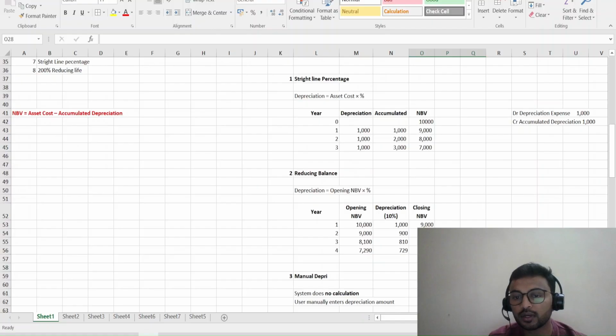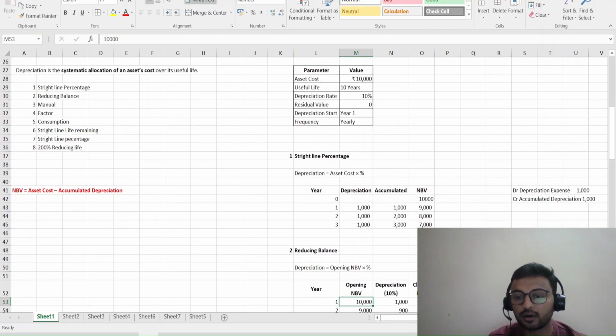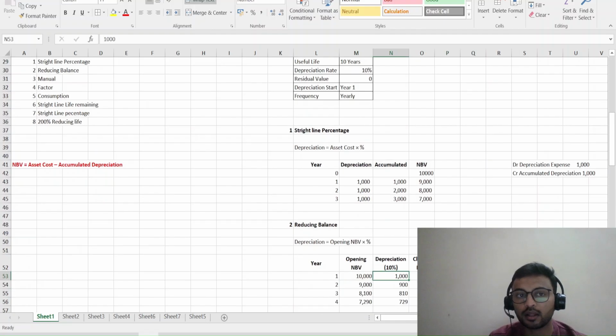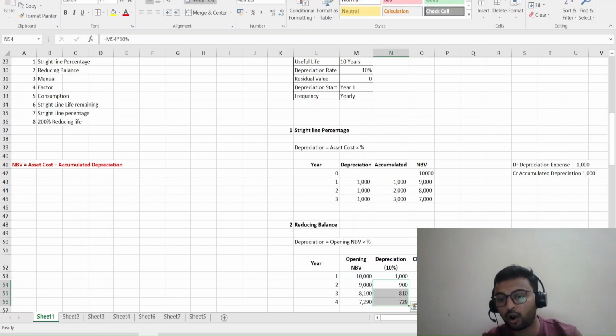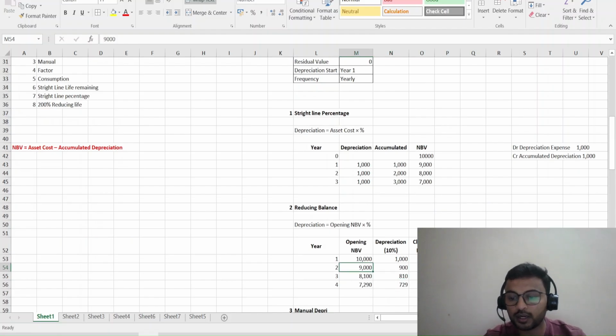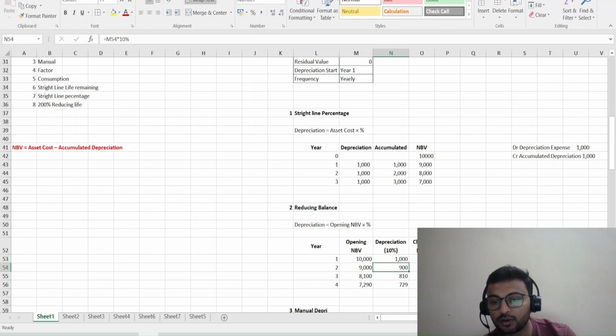So here, 10,000, the first year depreciation at 10% is 1000. But how will this NBV be calculated? Opening NBV minus depreciation is nothing but the closing NBV. This is the 10% of my opening NBV always. Now my year 1 closing balance will be considered as the opening balance of year 2. So my current NBV is 9,000, and if I calculate 10% depreciation on this 9,000, it is 900.